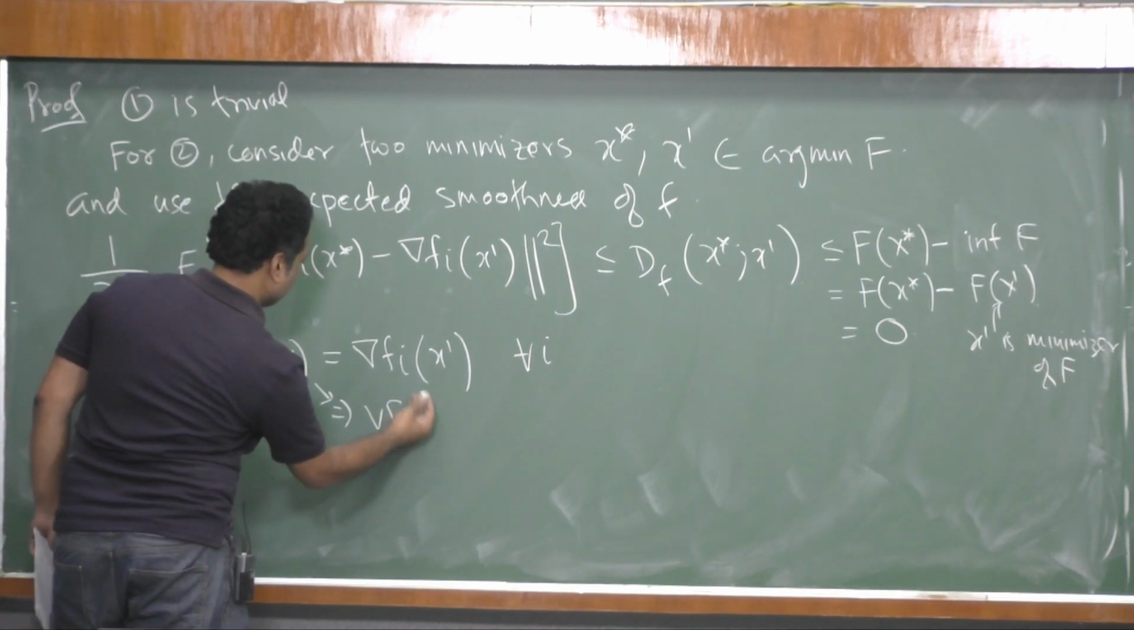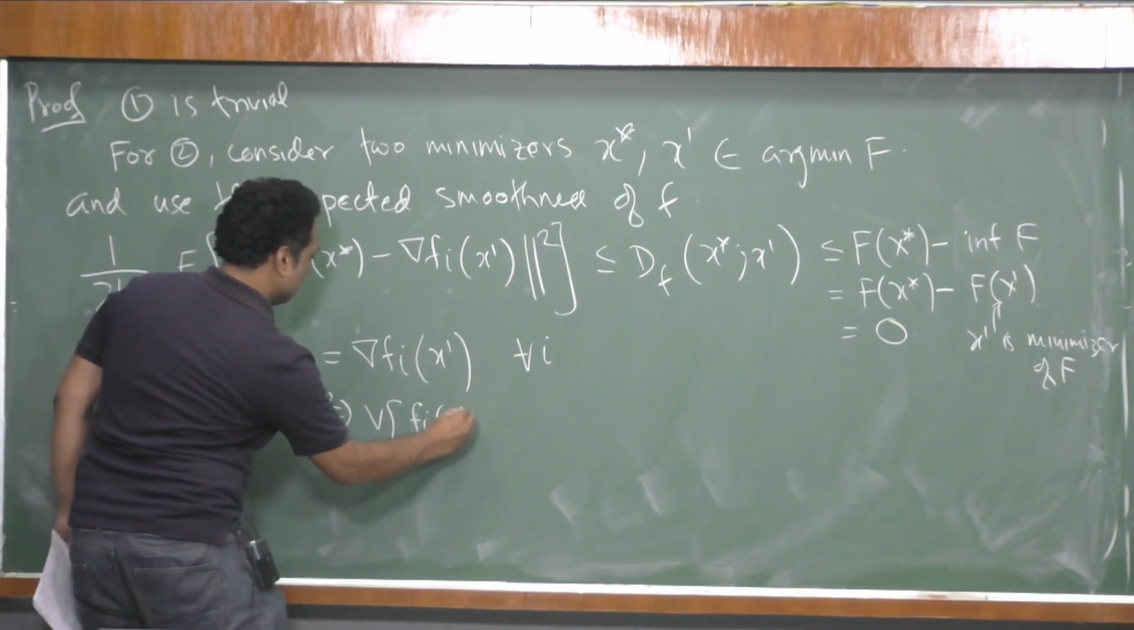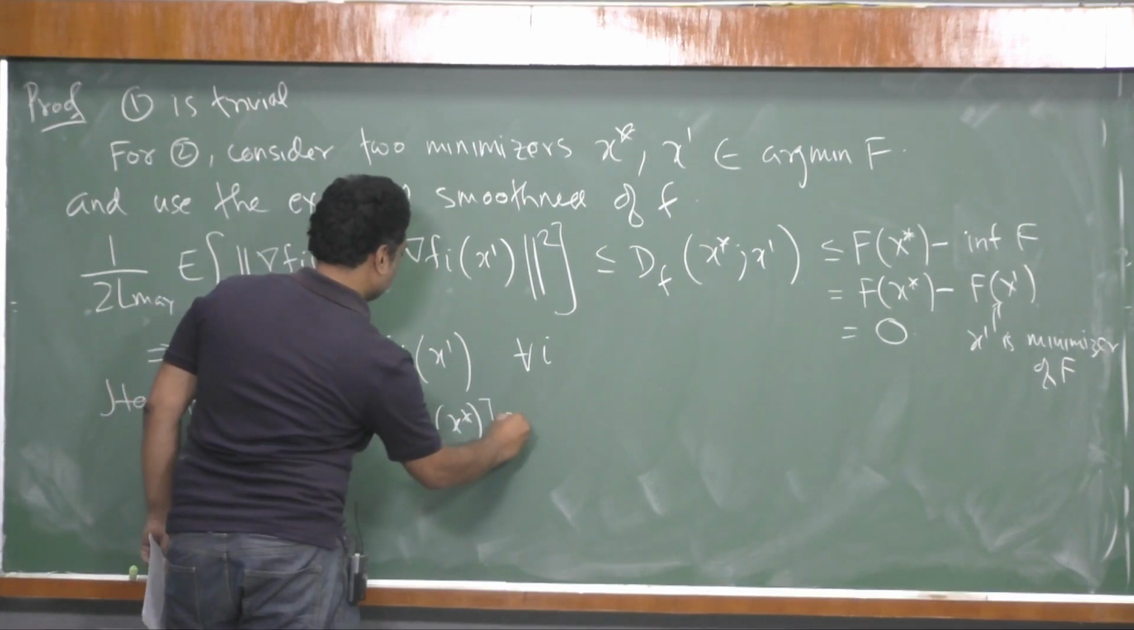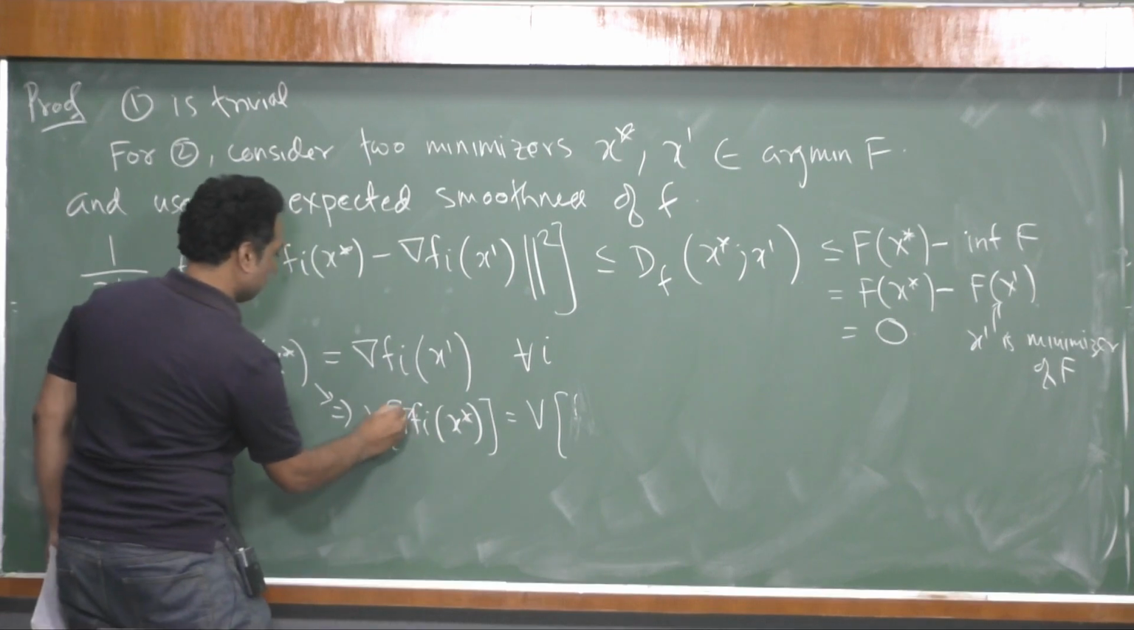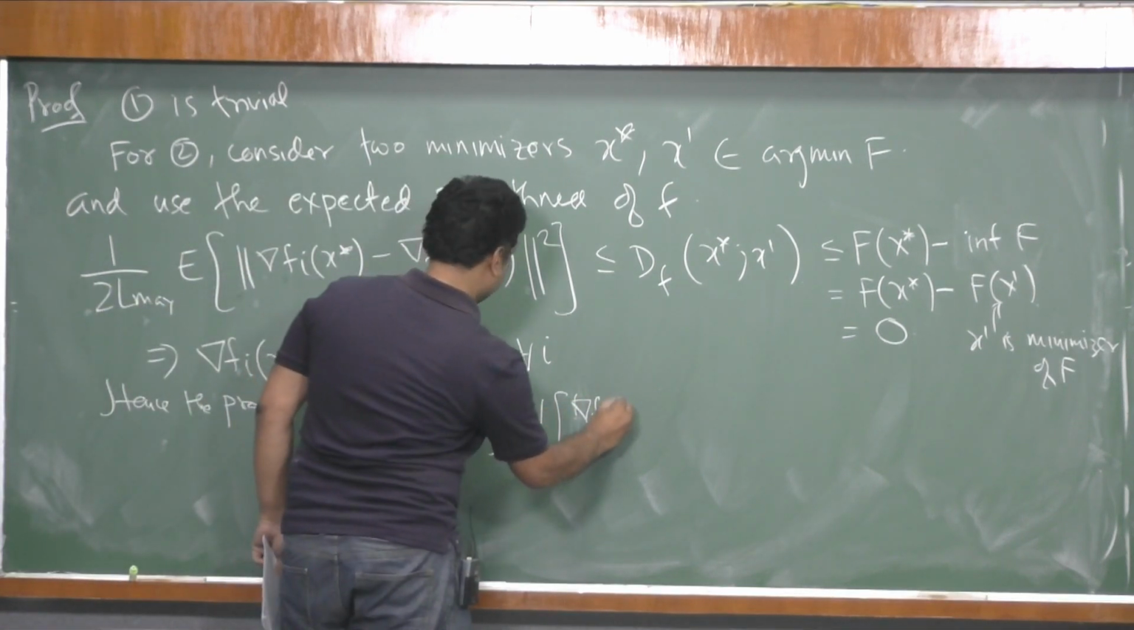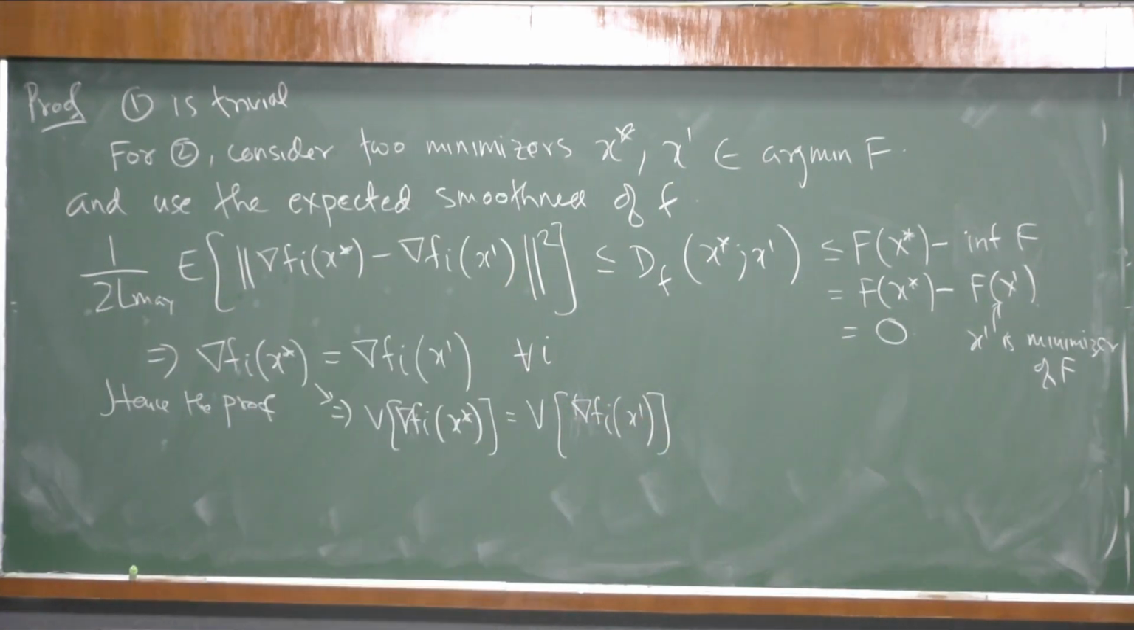You can write one more step: this implies that the variance of grad f_i(x*) is equal to the variance of grad f_i(x'). So sigma f star you can pick to be any of them, because there is no point in minimizing, all are equal. So the second one is done.